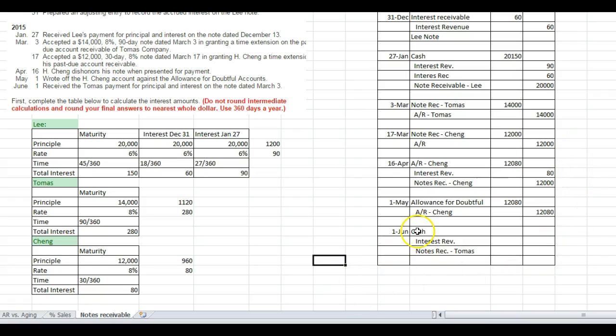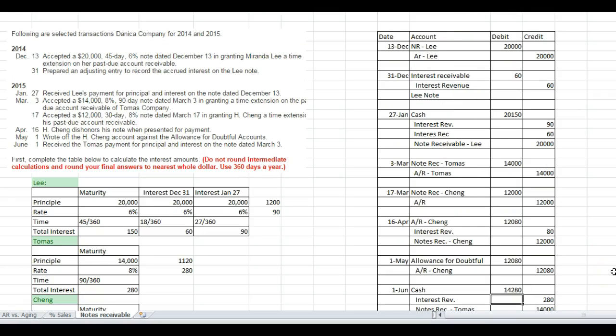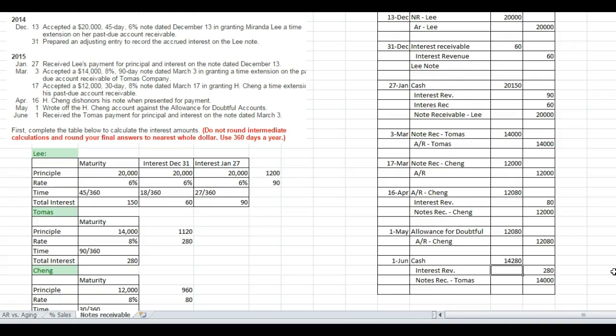And then finally on June 1st, Thomas pays everything off. So what was his note for? His note was for $14,000. How much was his interest? 280. So he must have given us $14,280. And that takes care of notes receivable. It wasn't so bad, was it?